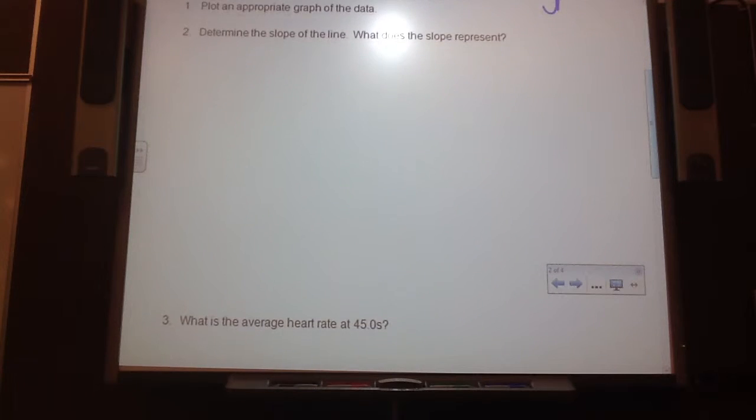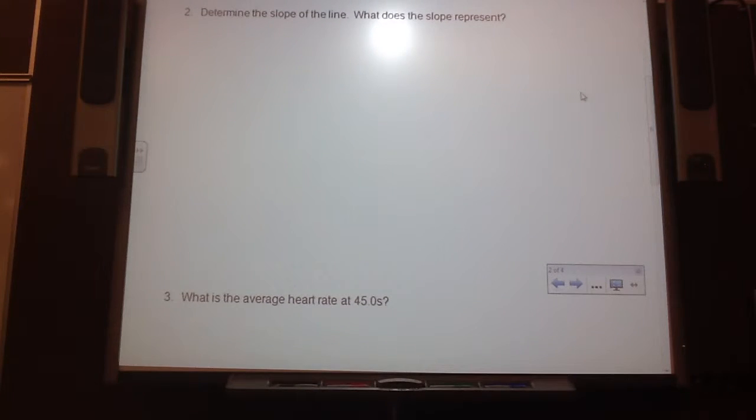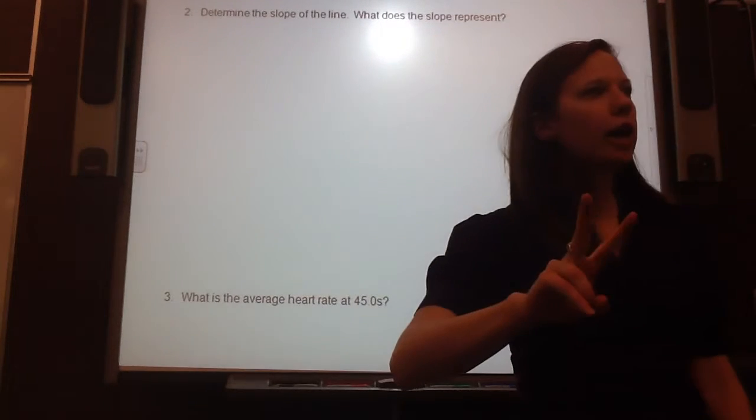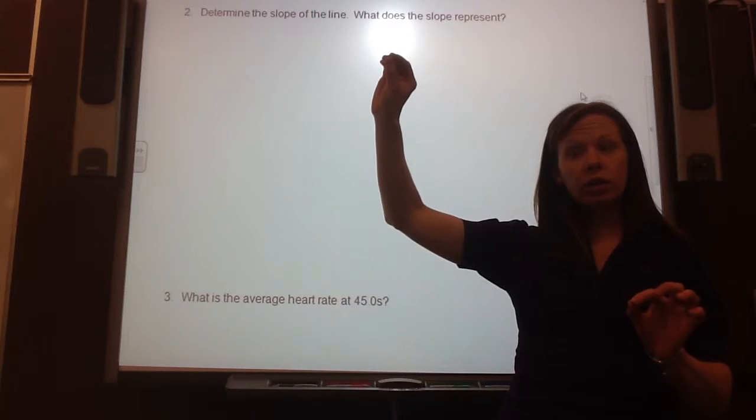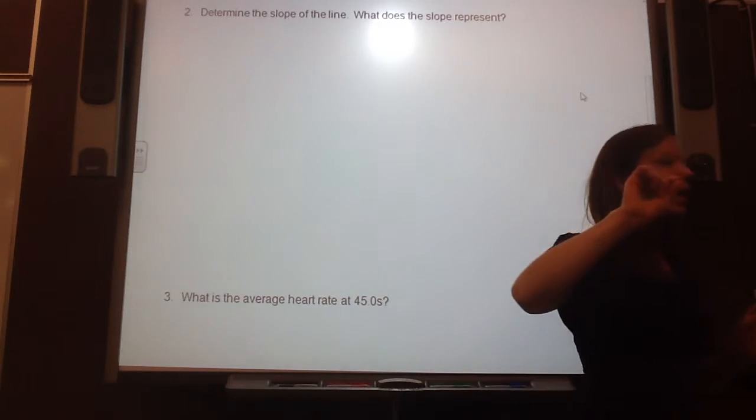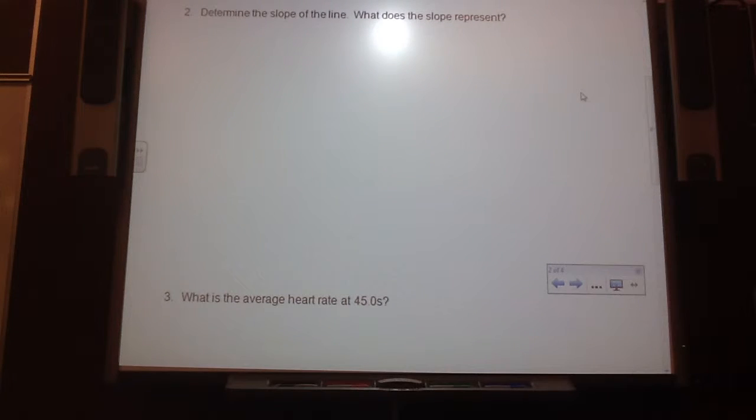Okay, so now we're on the question, determine the slope of the line, right? What does the slope represent? Okay, so determining the slope of the line, we had just discussed, you need 2 points. So look at your graph and pick 2 points on your line of best fit that are reasonably spread out, but not an actual data point. So you get to pick 2. We can pick different ones, it doesn't matter.